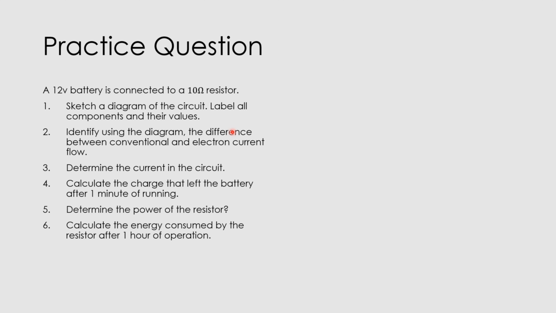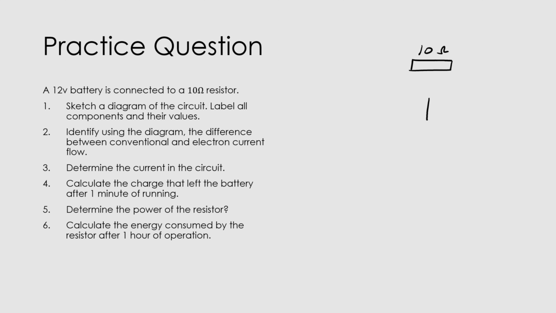Right, so practice question here. The 12 volt battery is connected to a 10 ohm resistor. The first part of the question is to sketch a diagram of the circuit, labeling all the components and their values. Okay, so we're going to start by drawing our 12 volt battery, which is connected to a 10 ohm resistor. We can draw a resistor here, which is just going to be a simple rectangle. We can note the value of it on the diagram, which is 10 ohms.